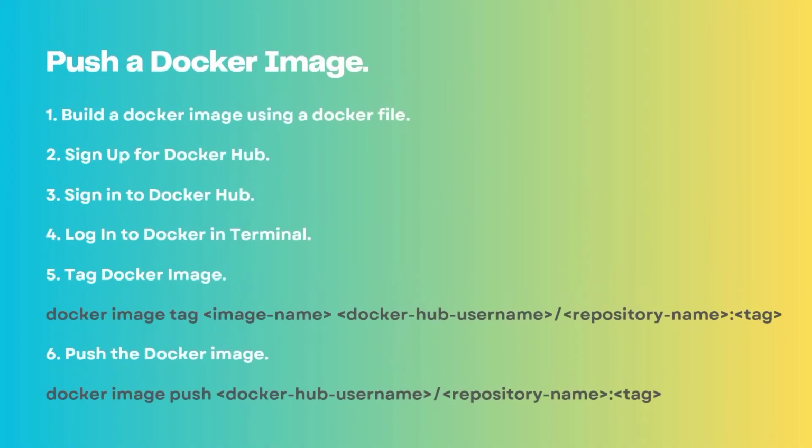So now, to push your Docker image to a registry, there are some simple steps we have to follow. First, we have to build a Docker image using a Dockerfile, which we have already done in the previous video. The second step is to sign up for Docker Hub, and the third step is to sign in to Docker Hub. Okay, so let's get started with the second and third steps.